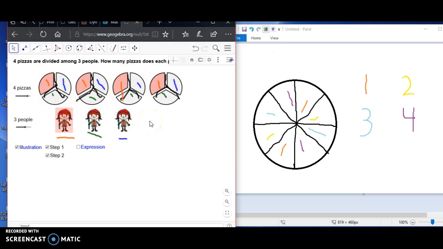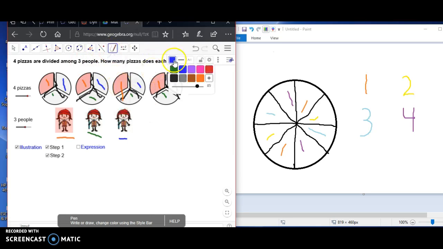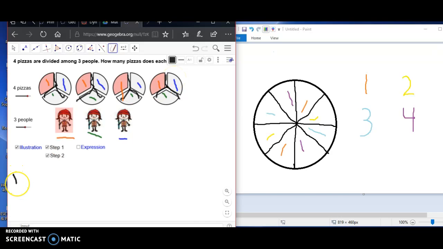Now, since we did this, we need to also do the expression. So that is how we write it. Since there's 4 pizzas divided among 3, we're going to do 4 divided among 3. Now, the question is how many pizzas. It's not how many slices, so we have to keep that in mind.